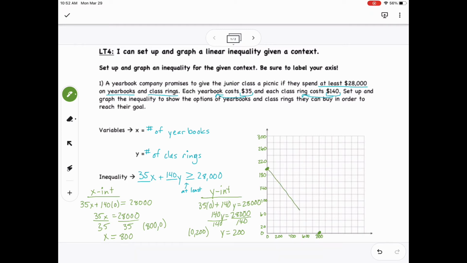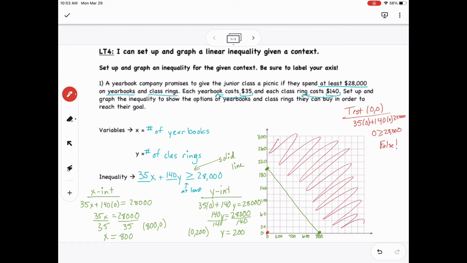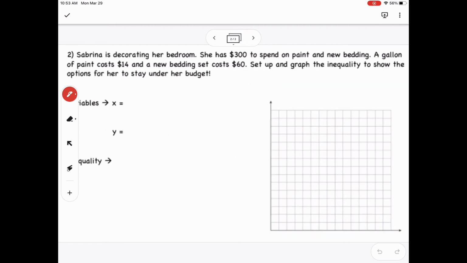Because it's a greater than or equal to sign, that means it's a solid line that I graph between the 2 points. And then from here, now I need to test to see where I shade. So I'll use 0, 0, which is pretty easy. Plug that into my inequality. Okay, and then I'll just get 0 is greater than or equal to 28,000. And so 0 is not greater than 28,000, so that's a false statement. So everything to the right side or not including 0, 0 is what I'd shade.